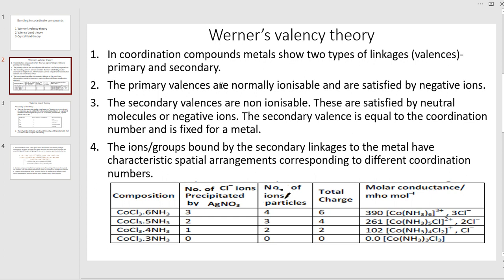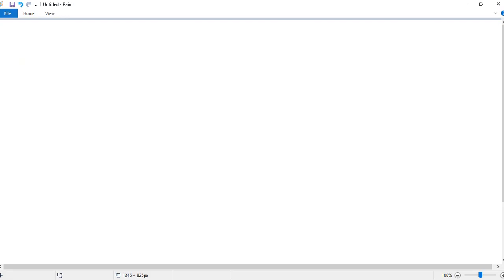The ion groups bound by the secondary linkage to the metal have a characteristic spatial arrangement corresponding to different coordination numbers that we termed coordination polyhedra. Spatial arrangement, that is coordination polyhedra. So Werner postulated four different postulates to define his valence theory. Right. So in case of valence theory, let me discuss what will happen.